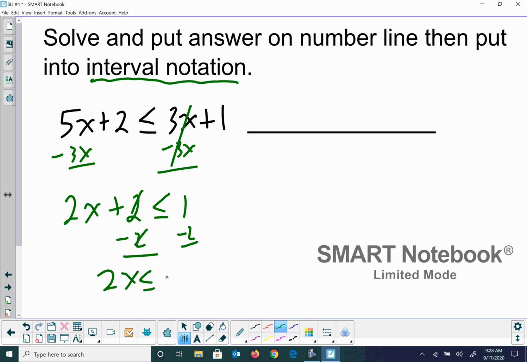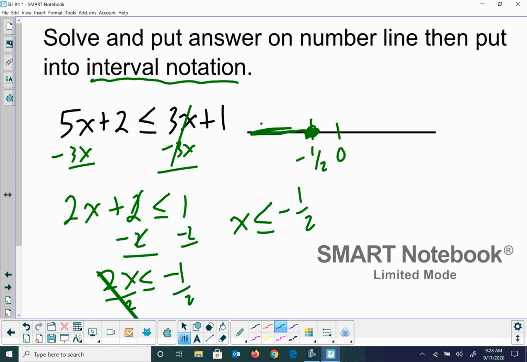I only subtracted, so the sign doesn't flip, so that's negative 1. Then I divide each side by 2. And granted, I'm dividing by the 2, so it's not a negative number, so I still keep this. Negative 1/2. So let's put that on our number line. If we have 0 here, we have negative 1/2 here. Solid or dotted? Solid dot, right? And we're going to shade it to the left. So that's going to negative infinity.